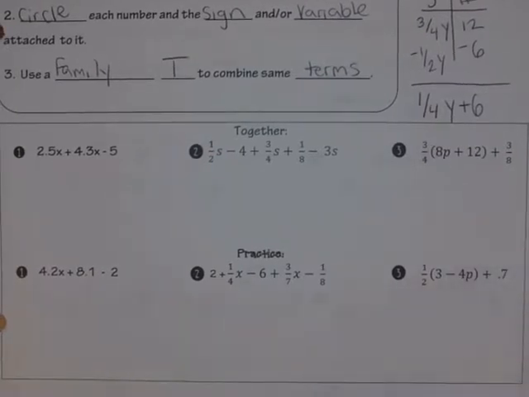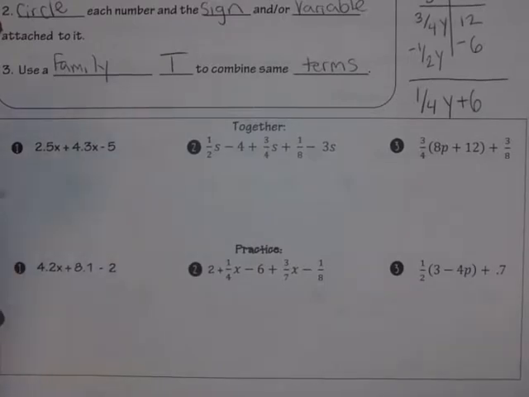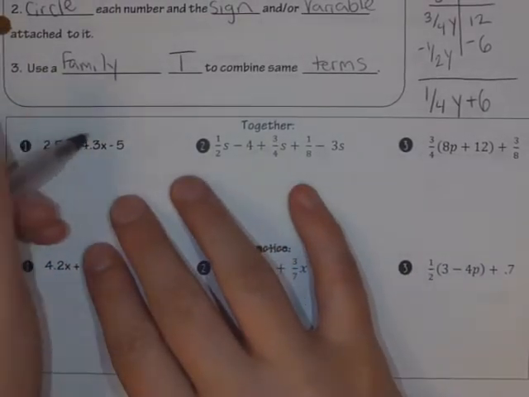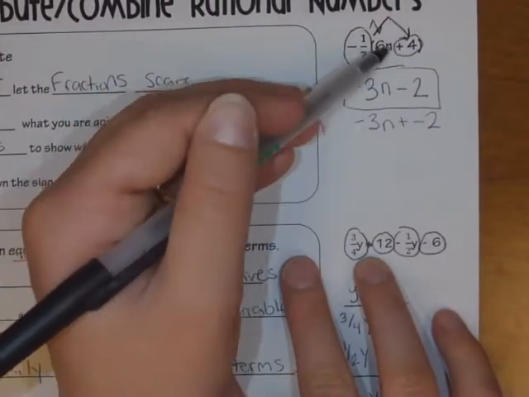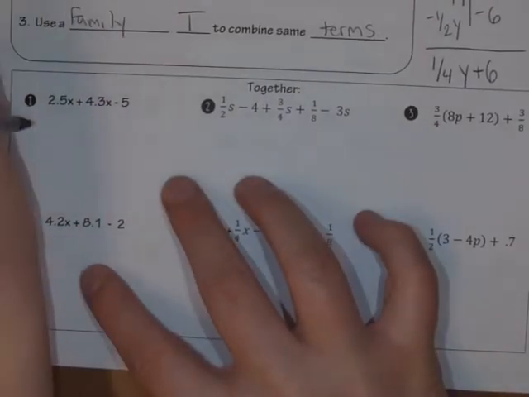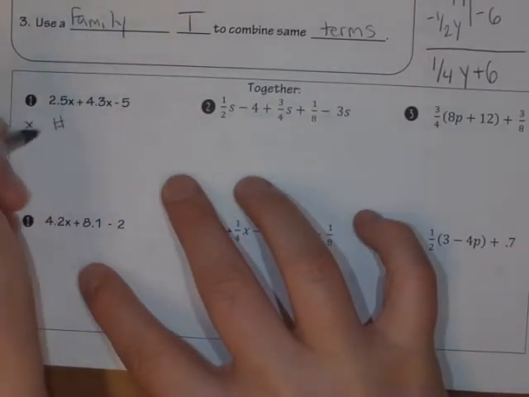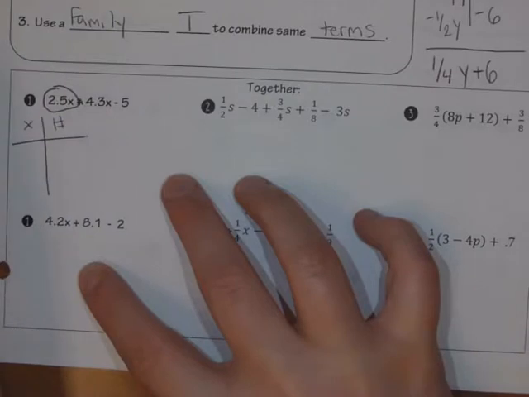Okay, now we have 3 we're going to do together, and then 3 you're going to do as practice. So, first of all, let's see if there's anything to distribute. On number 1, I see nothing to distribute. You know if you have to distribute because you'll see parentheses. But right here I see no parentheses. So I'm going to go straight to my family T. X's and whole numbers. I have cross out that positive so I don't get confused. I have 2.5x.